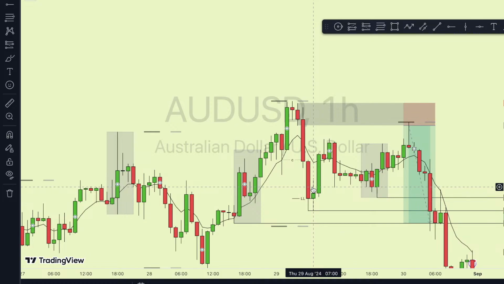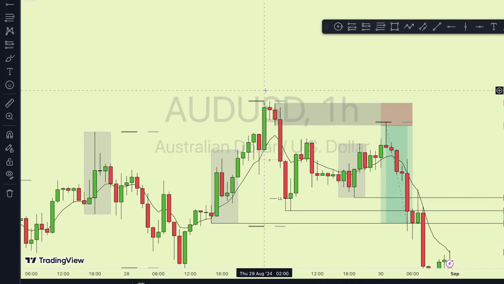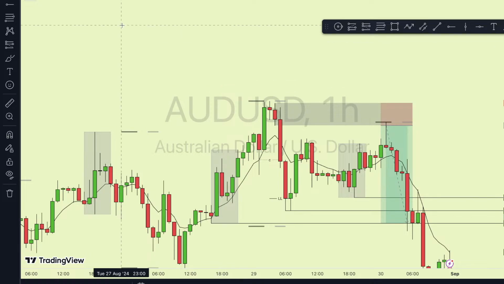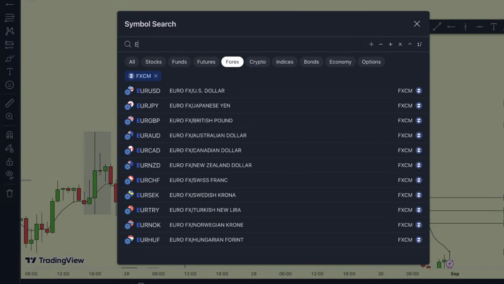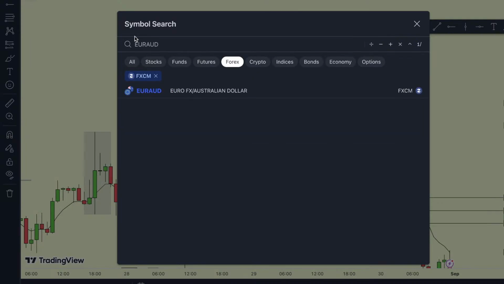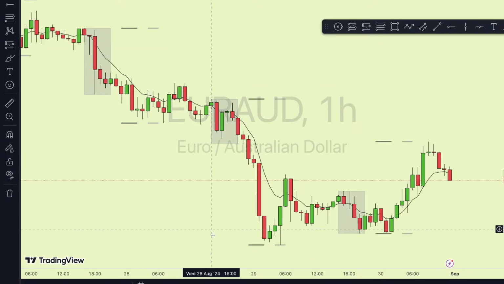Change of character, supply, Asian lows, a lot of liquidity to the downside, just a lot of confluences lining up with time and price. So then all we do is wait for that area to get tapped into and you take that sell. So that is why this played out. So let's go on over to, I think, Euro odd.